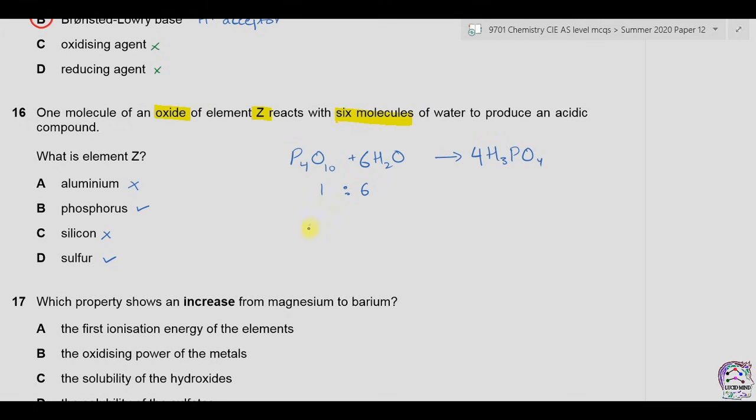Let's write the balanced chemical equation for the oxide of sulfur. We have sulfur dioxide. It reacts with water. It forms H2SO3. As we know that there are 6 water molecules, now balancing the number of hydrogen atoms on the product. The ratio is 6:6. So the only option that is correct is B.